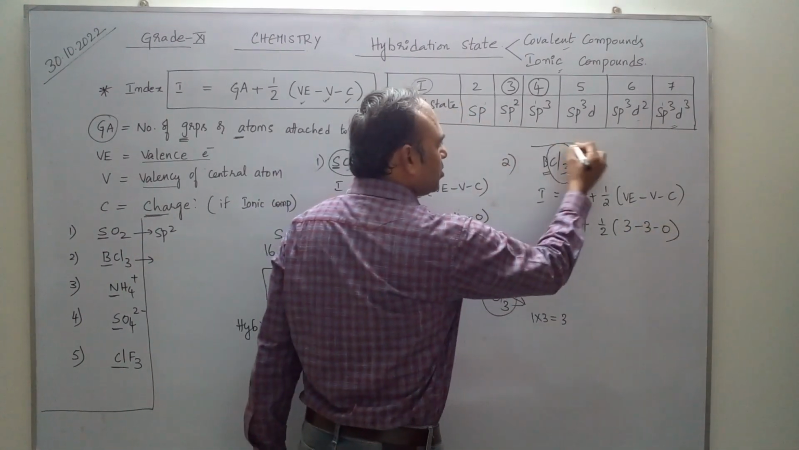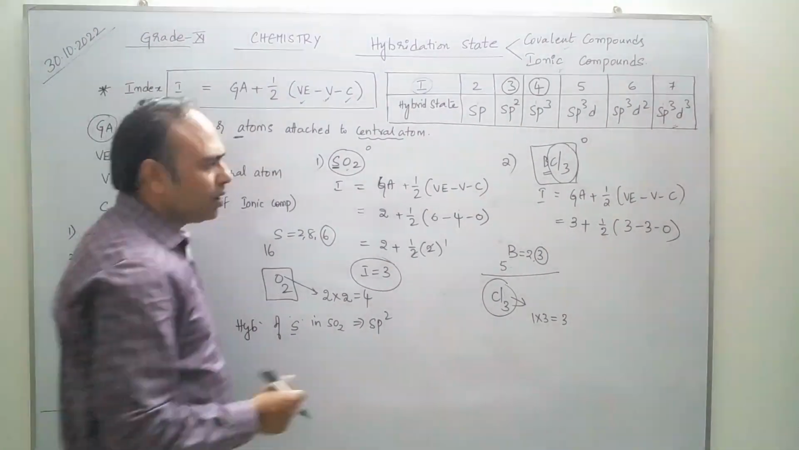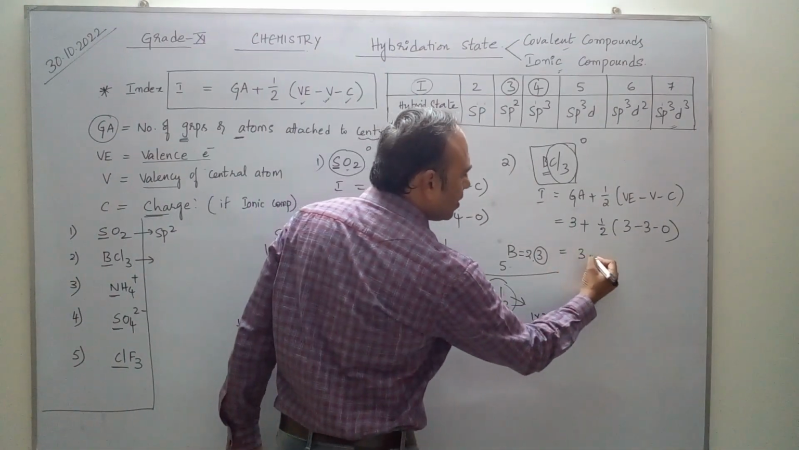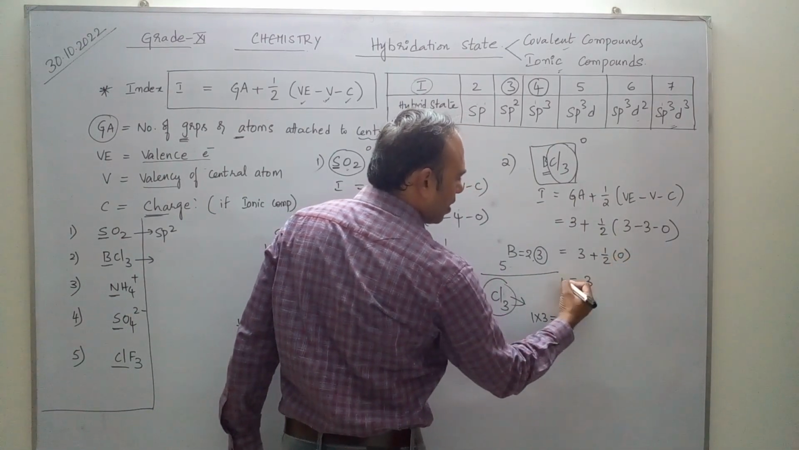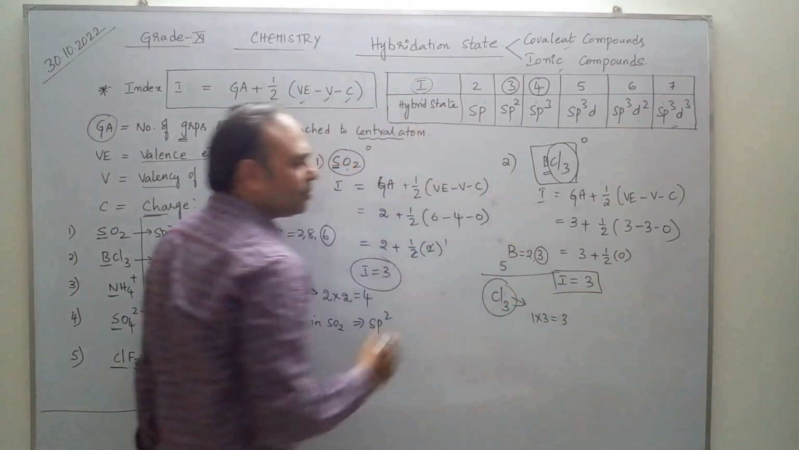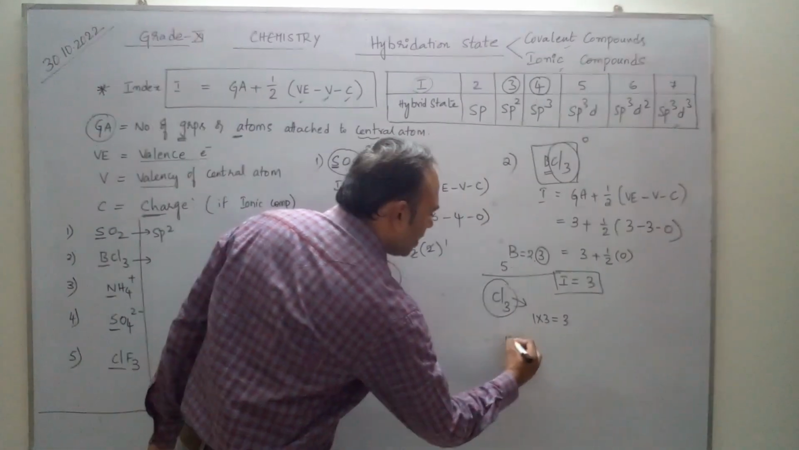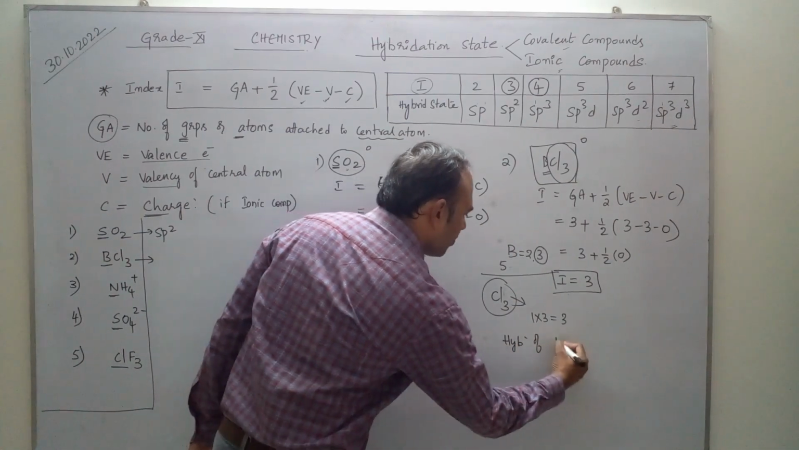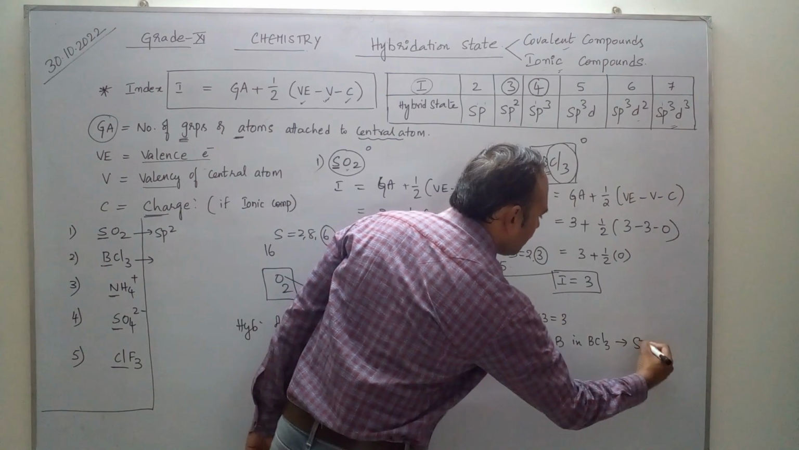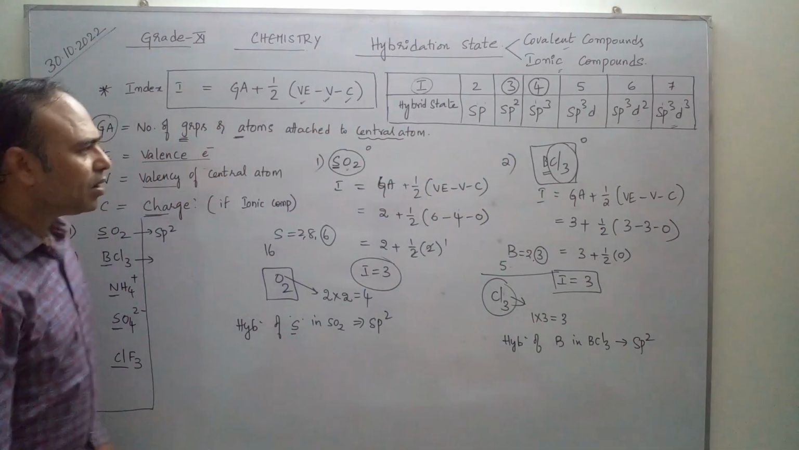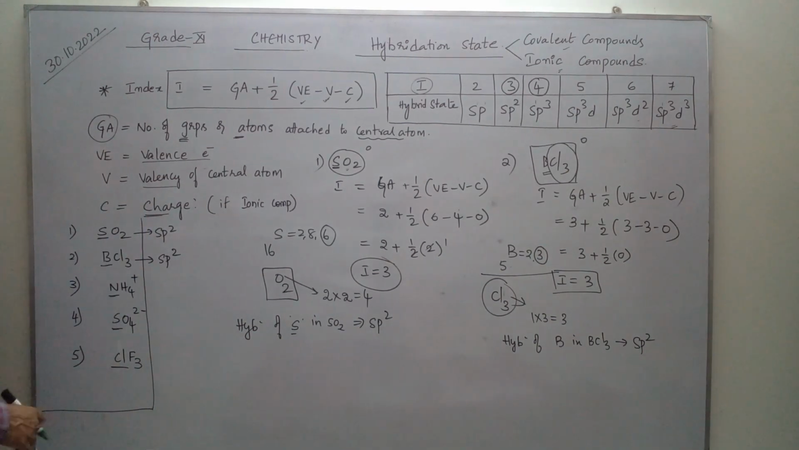The total charge on BCl3 is 0 because it is covalent. Now calculate: 3 plus half into 3 minus 3 is 0. Hence the index number will be 3. Again, if I is 3, the hybridization of boron in BCl3 will be sp2. Hope you are able to follow this. So here we have written sp2.